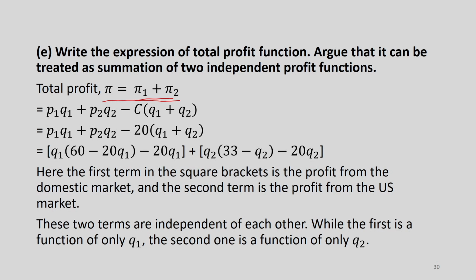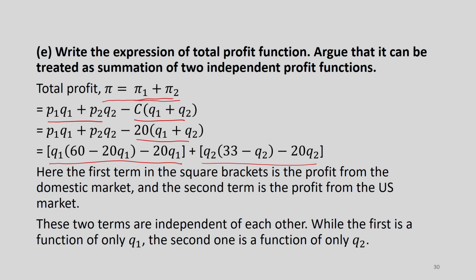So, total cost is this, whereas total revenue is this. So, total revenue minus total cost, and total cost, as we have seen, it is just 20 multiplied by Q1 plus Q2. And as you can see, I can take all the Q1 terms in the first bracket and all the Q2 terms in the second bracket.